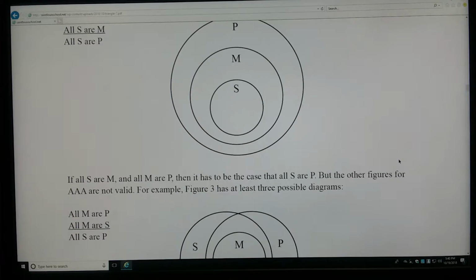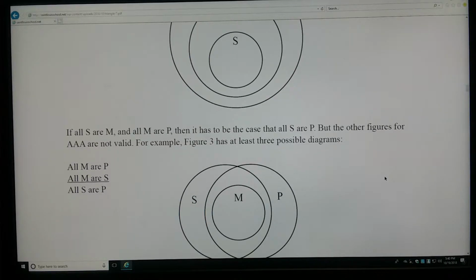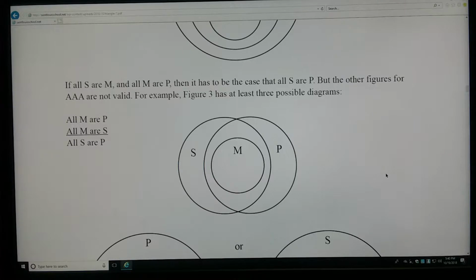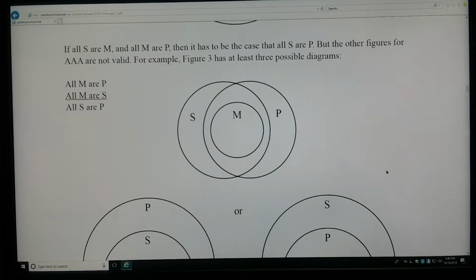But if you have other figures for the AAA form, it would not be valid. So for example, if you had figure 3, there would be at least 3 possible diagrams, and some of those would not show that the argument is valid.